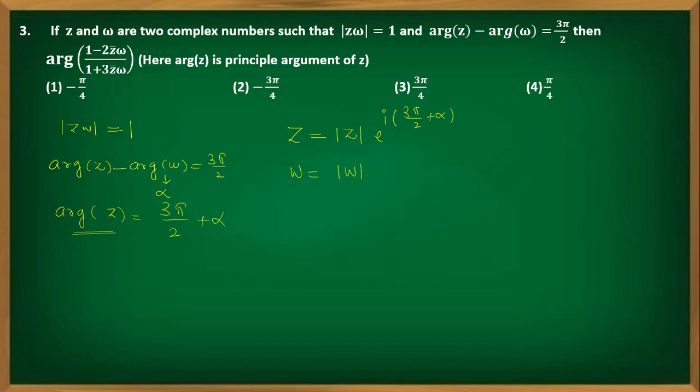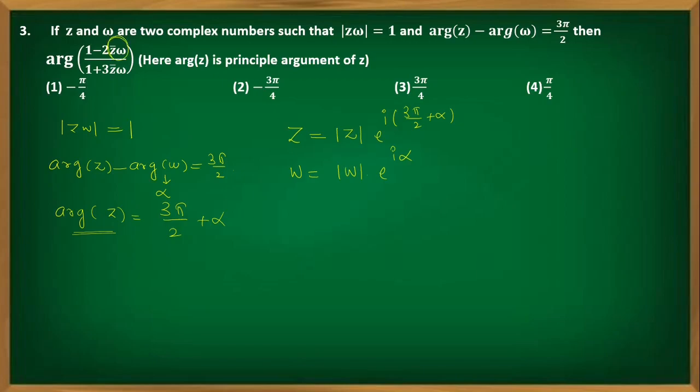Okay, its modulus e to the power of i argument of W, here we have to write. So what is the argument of W? We suppose here alpha. So I'll write alpha. So W is equal to mod W into e to the power of i alpha. Now you check the argument of what complex number we want to find here.